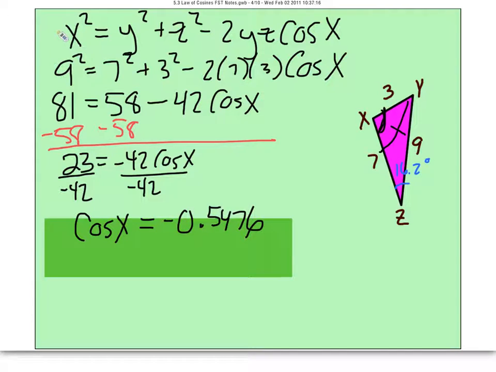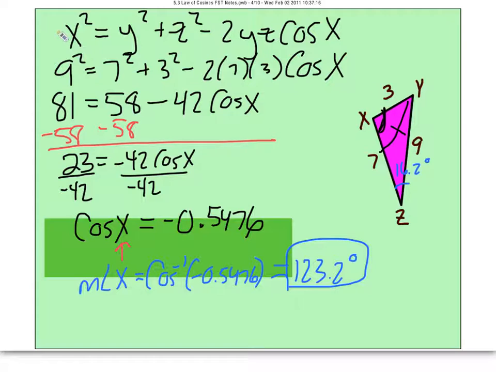0.5476. Now we need to get the angle out of the word cosine. So again, the measurement of angle x is going to be equal to the cosine negative 1, or inverse cosine of this particular value. And that's going to give us 123.2 degrees.